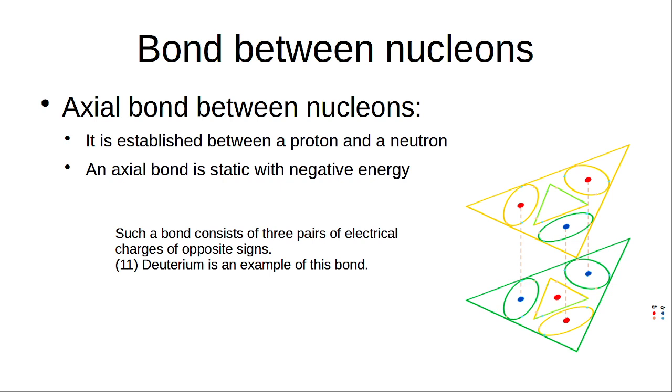Bond between nucleons. Axial bond between nucleons. It is established between a proton and a neutron. An axial bond is static with negative energy. Such a bond consists of three pairs of electric charges of opposite signs. 11. Deuterium is an example of this bond.